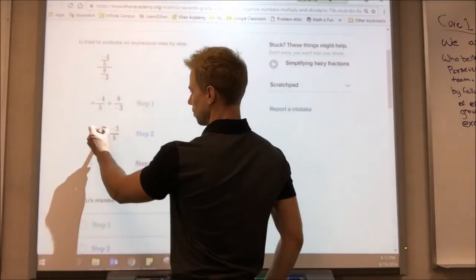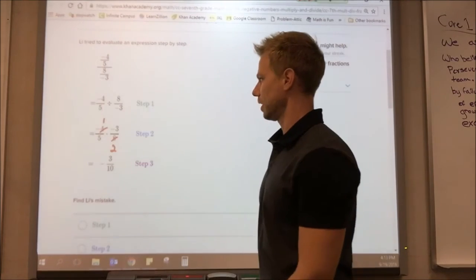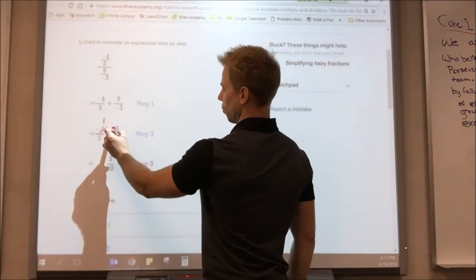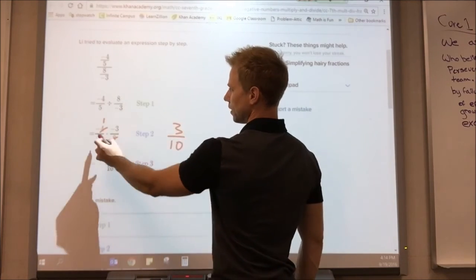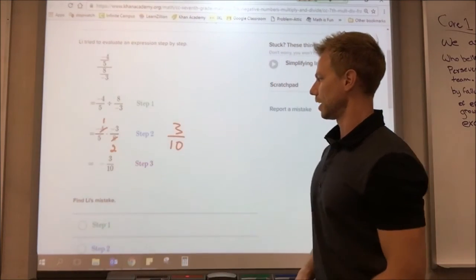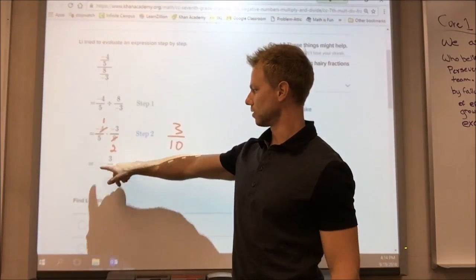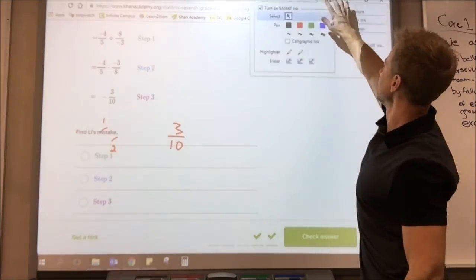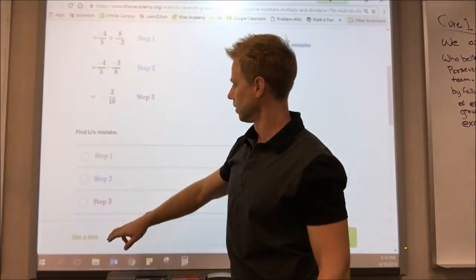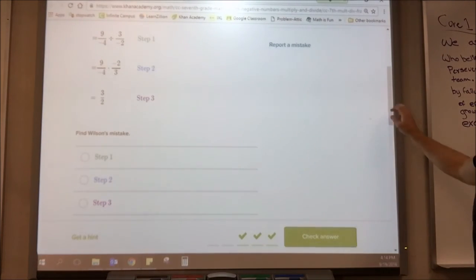We can do some simplifying. That can become 4 goes into 4 once and 4 goes into 8 twice. So 1 times 3 is 3, 5 times 2 is 10. 2 negatives when multiplying and dividing becomes a positive. So that's where our mistake is in step 3. That should be a positive 3/10 rather than a negative. Step 3 is our mistake, and that's correct.